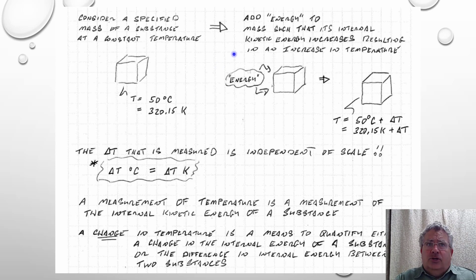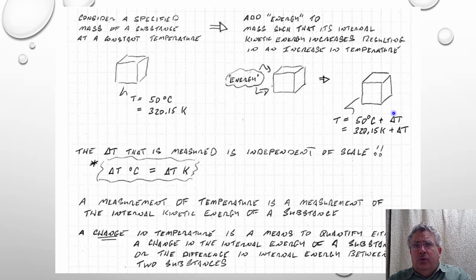Now we can add energy to the mass such that its internal kinetic energy increases, and that will result in an increase in temperature. We're not going to worry right now about how we're adding the energy. Suffice it to say that we're adding energy to the system. At this point, we will say that we've increased the temperature by some delta T. And that delta T is going to be the same regardless of whether you're working in the Celsius or the Kelvin scale.